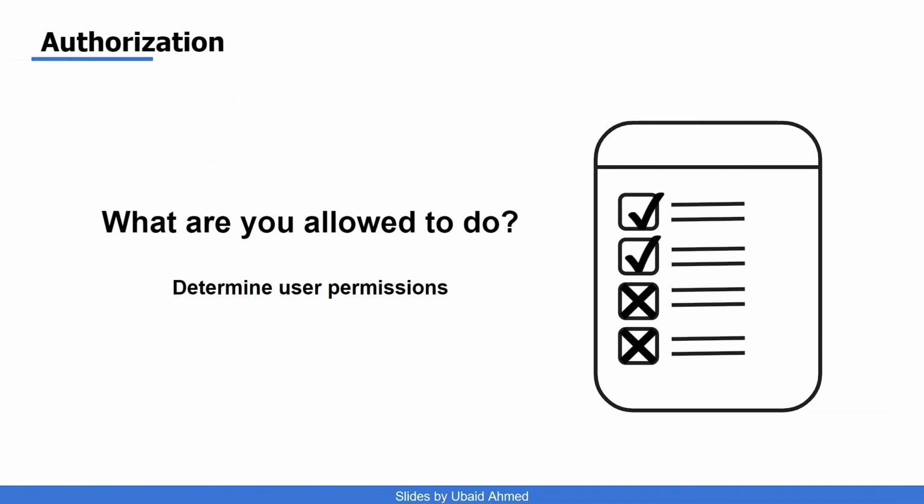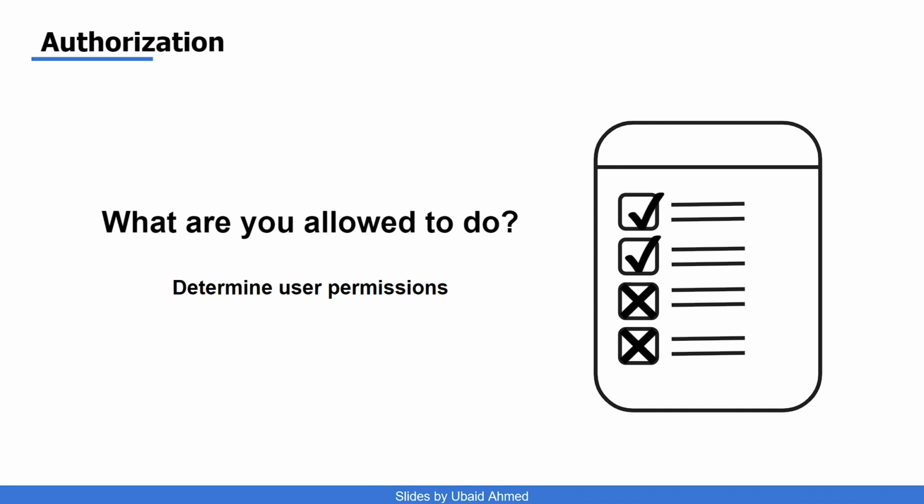Now we have authorization. There are two terms, authentication and authorization. They are often confused, but you must not confuse them. Authentication is different, authorization is different. Authorization is basically the application trying to determine what permissions a particular user has. Basically it's asking you what are you allowed to do.